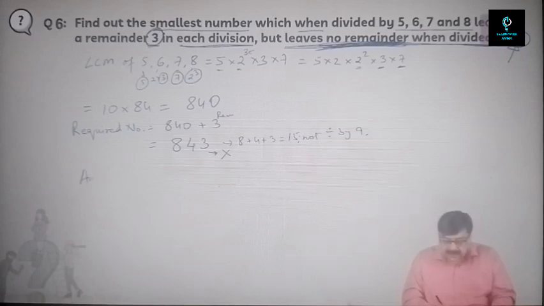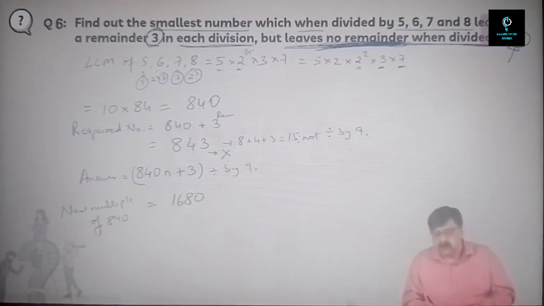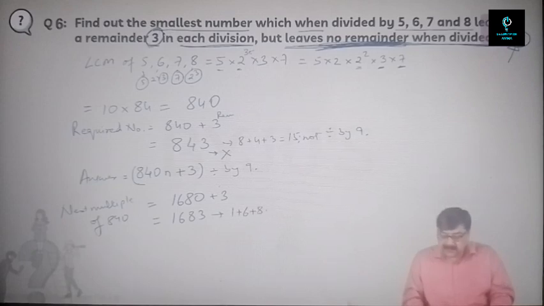So our answer here basically should be of the order 840n plus 3, so that this number is divisible by 9. So let me take the next multiple of 840, that is 1680, 840 into 2. And now let us add 3 to it. What do we get? 1, 6, 8, 3. Now 1 plus 6 is 7, plus 8 is 15, plus 3 is 18, which is divisible by 9.